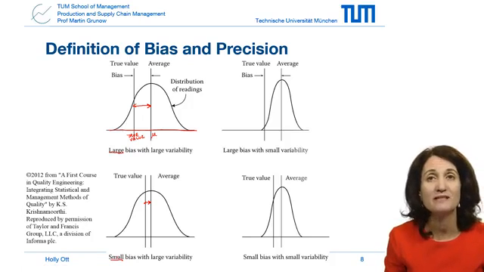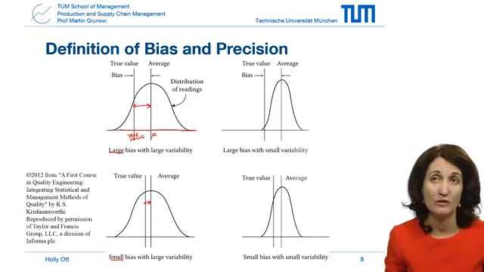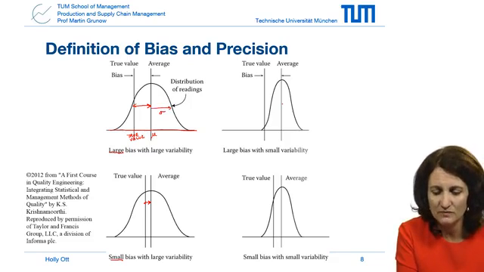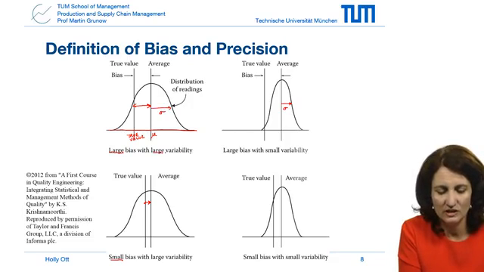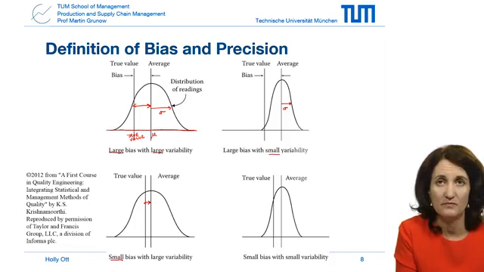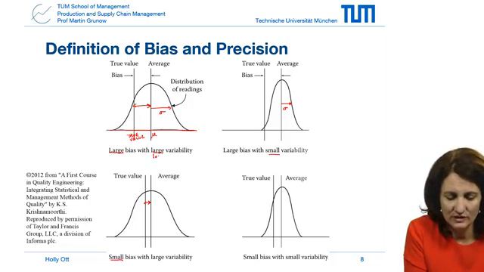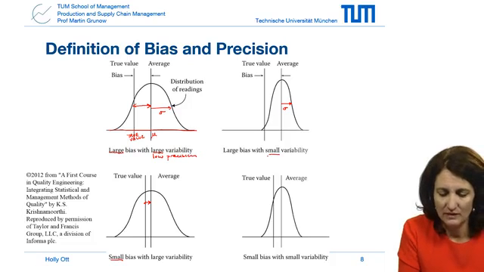Precision, we said, is measured by the standard deviation of the readings, which measures the lack of precision, or the opposite of variability. So here, for example, we have a large standard deviation. Here we have a smaller standard deviation. So here we have a large variability, and here we have a small variability. So in this case, we have a low precision, and here we have a high precision.